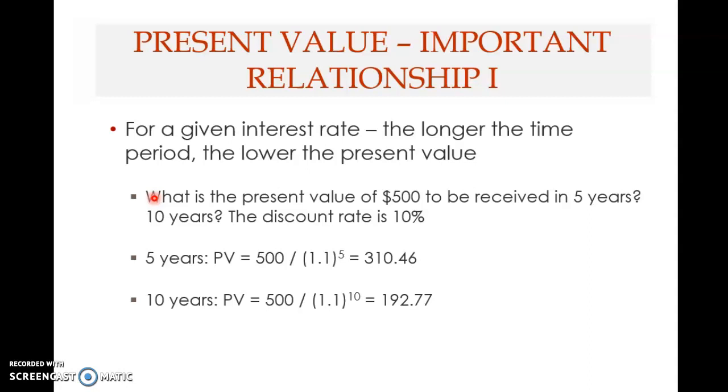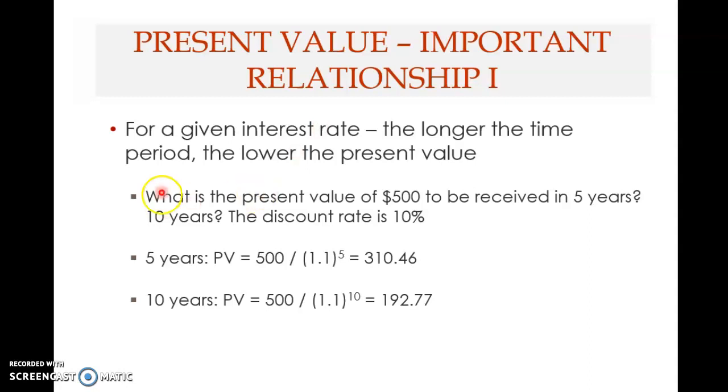Now here we are going to look at the important relationship between these 4 elements. We look at the relationship between 2 of these 4 elements, and we see how one relates to the other. So for a given interest rate, the longer the time period, the lower the present value. So this is an important relationship. It says the longer the time period, the greater the n, the lower the present value, given that the interest rate is constant. Not only the interest rate, the future value is also constant.